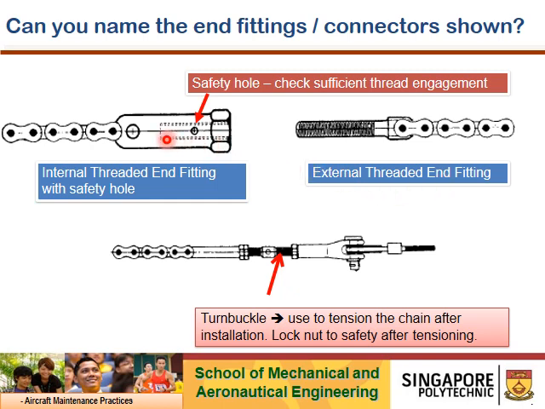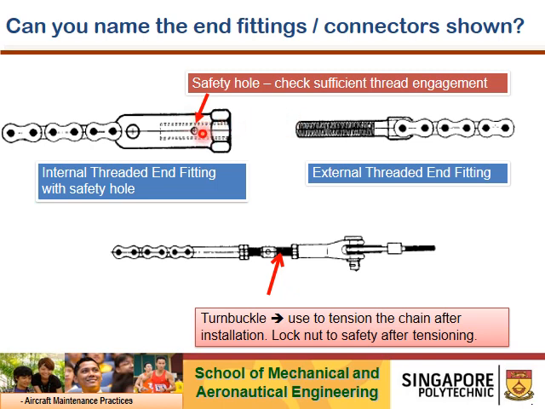Right. This is the female threaded end fitting I referred to earlier, and this is the male fitting. Over here is the internal threaded end fitting, and the external threaded end fitting. What I want to bring to your attention is the safety hole on the internal threaded end fitting. This safety hole allows the inspector to check for sufficient thread engagement when the external threaded end fitting is engaged into the internal threaded fitting.